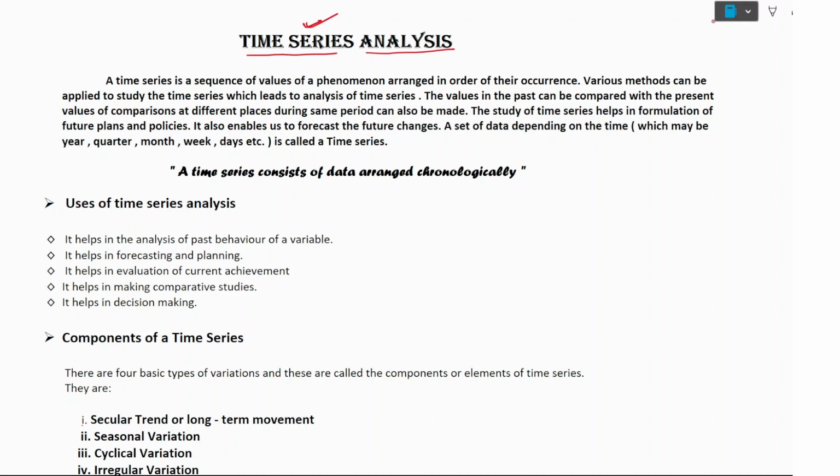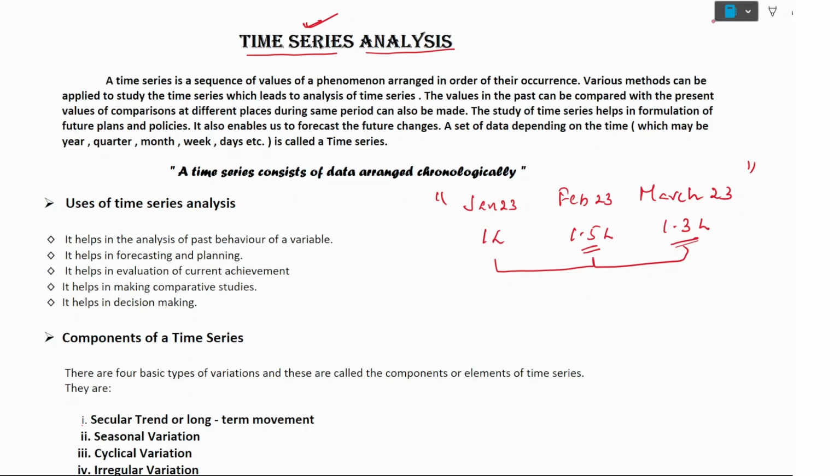For example, for a manager, he is considering the sales for a particular product for a few months. That means I have taken January 2023, Feb 2023, March 2023. Now here it was 1 lakh, here 1.5 lakh, here 1.3 lakh. That means here we are comparing these quantitative values. Therefore here we compared the sale for 3 months. Here 1 lakh is increased to 1.5, but again it is decreased to 1.3 lakhs.